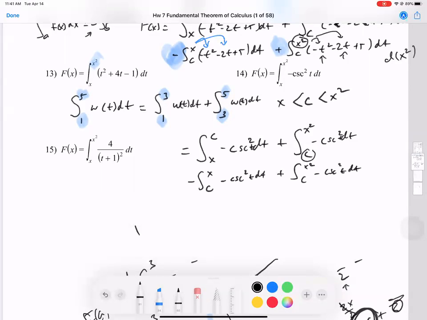Okay. Now that we're in this nice form of constant to variable, we can just plug it in. We can just plug it in. So we're going to end up with a negative cosecant squared x, done, plus cosecant squared of x squared, and then you don't forget how to do chain rule.